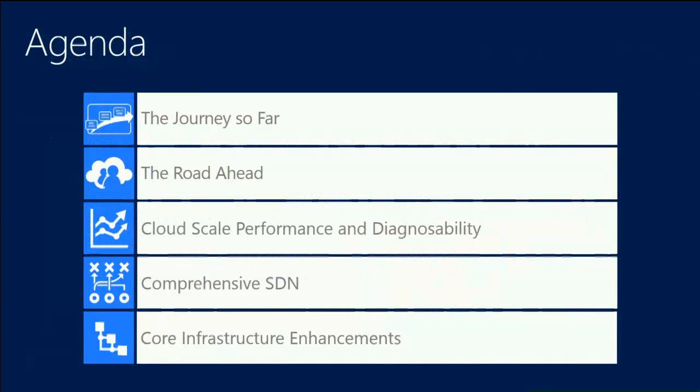The agenda that I'm going to be following is, in general, I'll talk about where we are coming from, what we did in 2012, where we're going in 2012 R2, and focus most of the discussion on three broad areas. So the bulk of the time I'll be spending will be on the first area, cloud scale performance and diagnosability. I'll then go and talk about the comprehensive inbox SDN solution that is partner enhanced. And I'll spend very little time on core infrastructure enhancements because there is a deep dive session that is already set up for it.